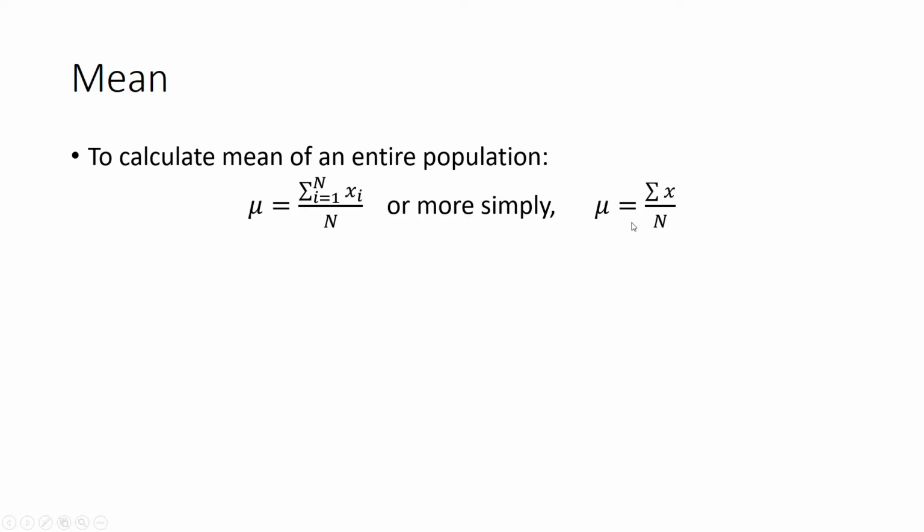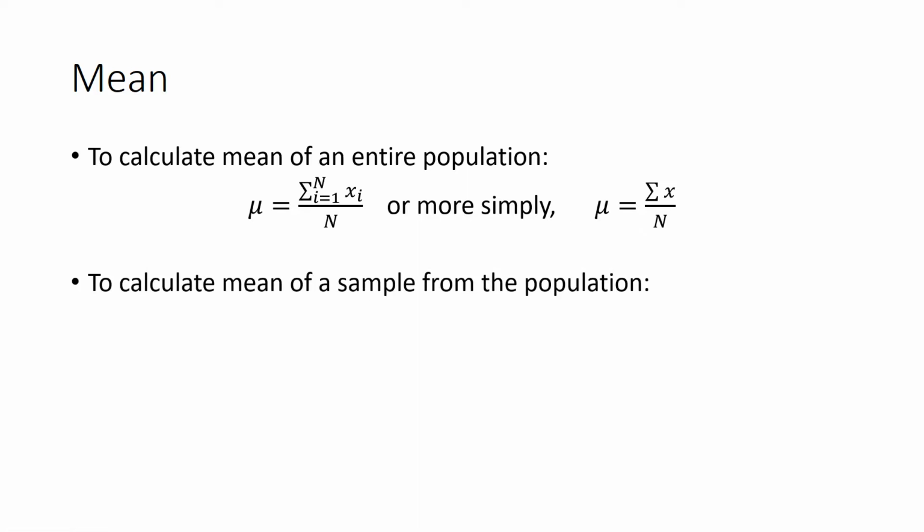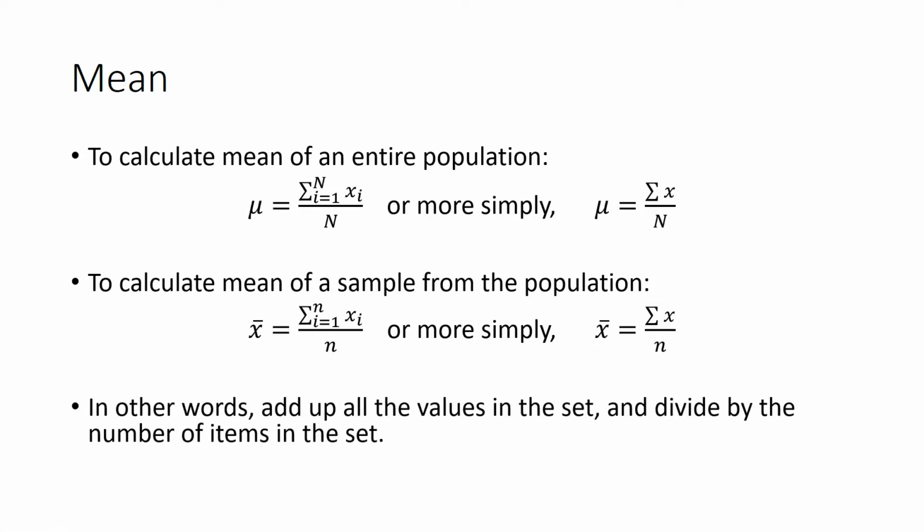Now, if you want to calculate the mean from a sample of the population, then x bar is sigma x over n. We use a lowercase n in this case, but it's the same idea. We calculate the mean the same way, whether it's a population or a sample. So in other words, just add up all the values in the data set and divide by the number of items in the set.